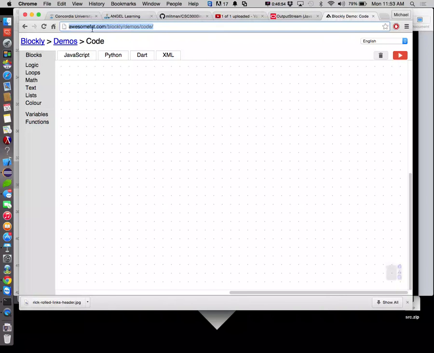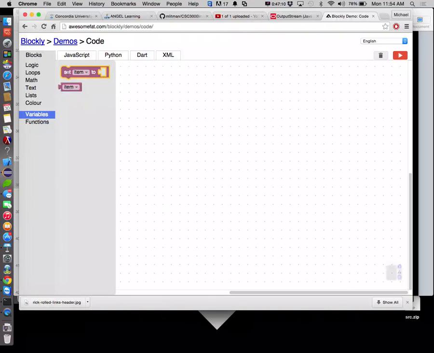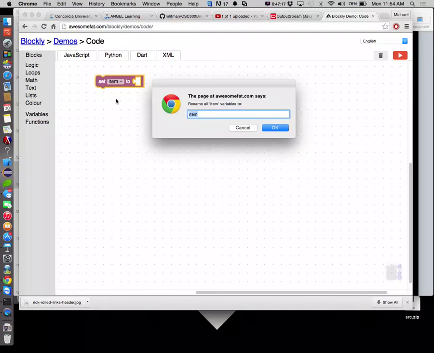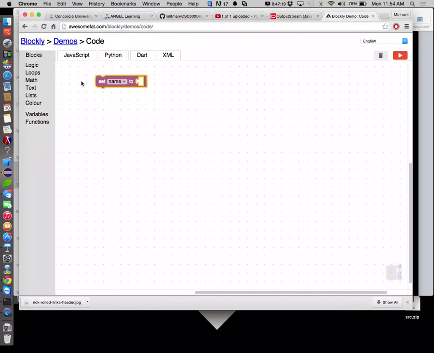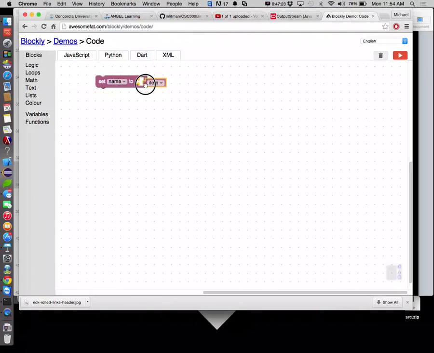So it's awesomefat.com/Blockly/demos/code. And what it'll do is it'll produce this page. And over here, we notice that we have some different stuff that we can do. We have loops and things like that. What I'll do just real quick is I'm going to create a variable. Okay, I'll rename it, we're going to call this name. And this variable is going to have a value.